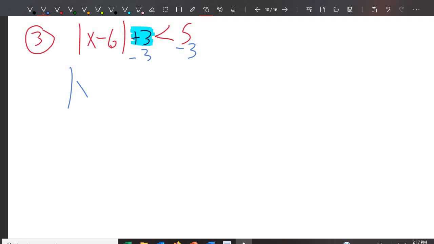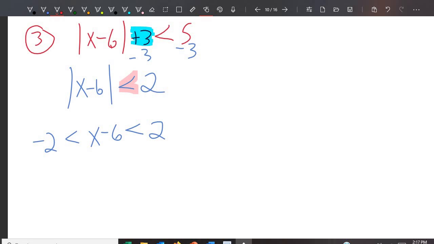We're going to get the absolute value of x minus 6 less than 2. And again, it's the less than symbol, so we're going to be sandwiched in between positive 2 and negative 2. The only other step we can do is just add 6 to the middle and both sides. So we get positive 4 less than x less than 8. So my interval notation will be, not comma, parentheses 4, comma 8, parentheses.